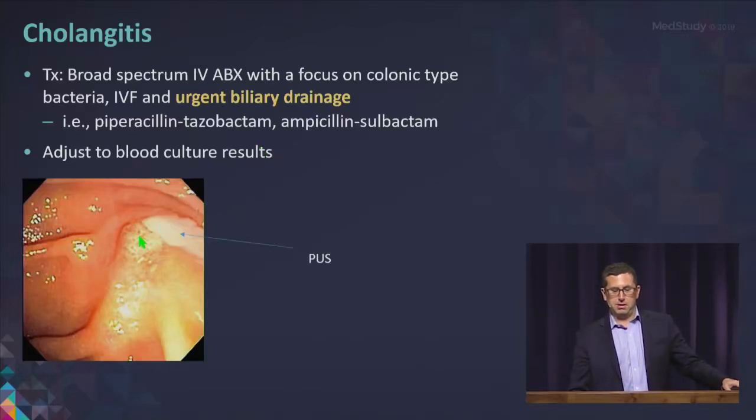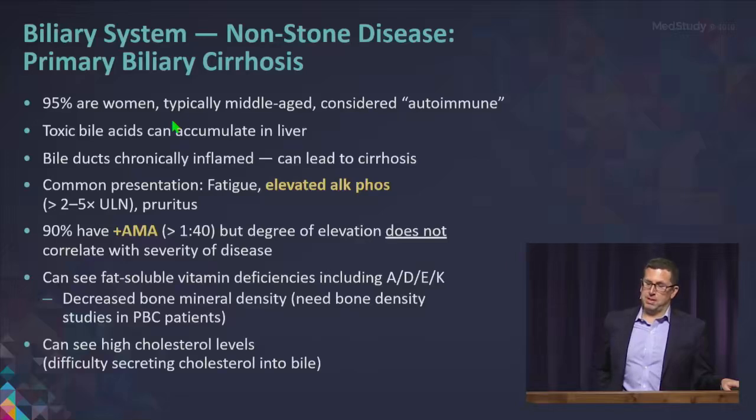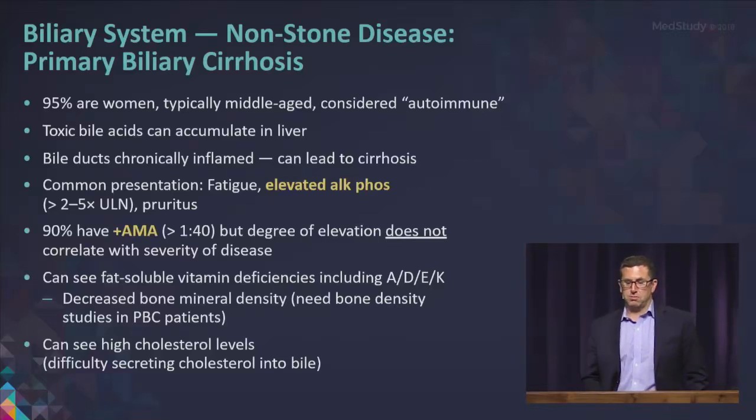And here you can see this is the duodenum with the ampulla with pus coming out of it during an ERCP. So biliary system non-stone disease, so PBC, fairly common disorder. 95% are women, typically middle-aged. It's considered an autoimmune disease. But really what's going on here is you have toxic bile acids that accumulate in the liver and they damage the bile ducts, and this leads to chronic liver disease and eventually cirrhosis.